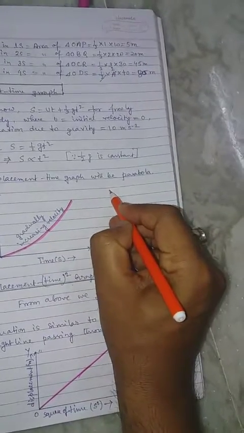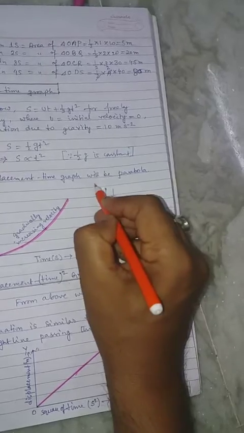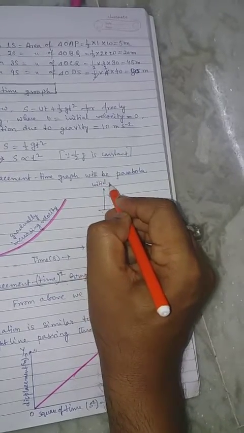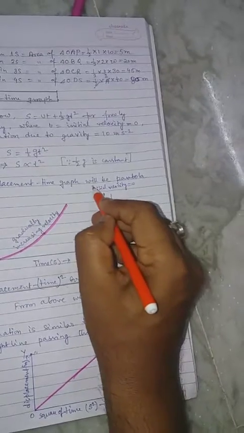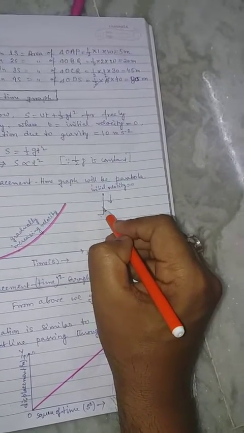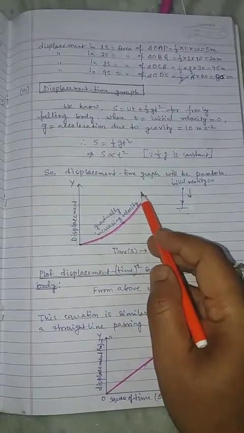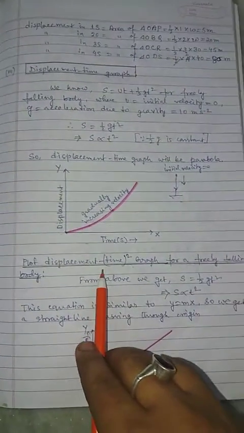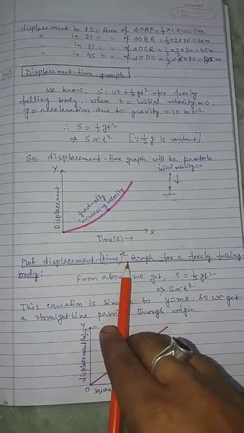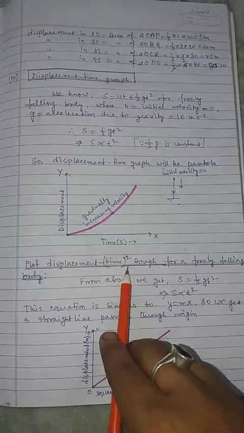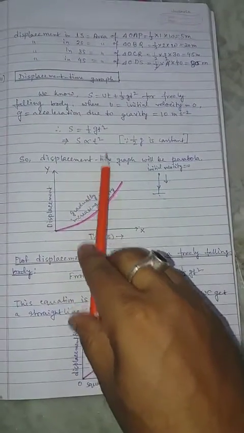because for a freely falling body the initial velocity equals 0, and then the velocity gradually increases. That's why the velocity is increasing. Now plot displacement against the square of time. This one is very important for the exam. So from above we get S varies as t squared.